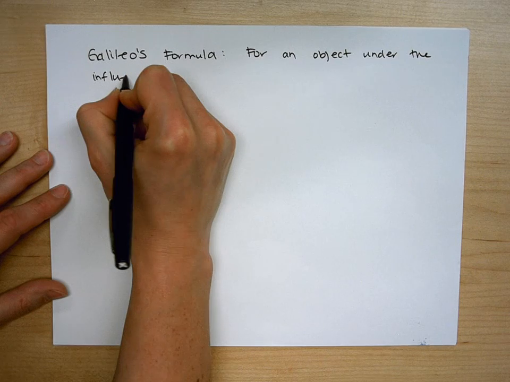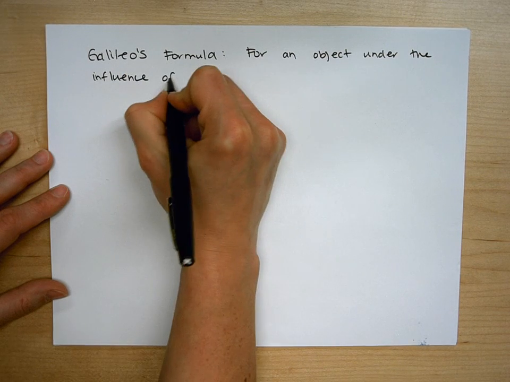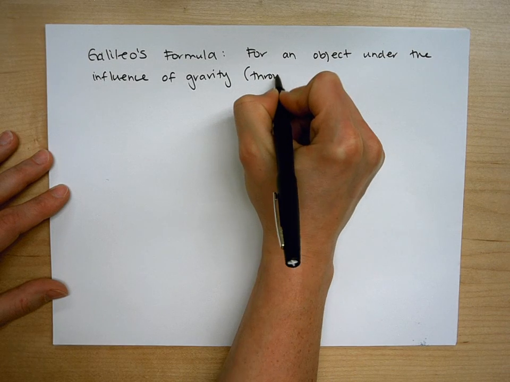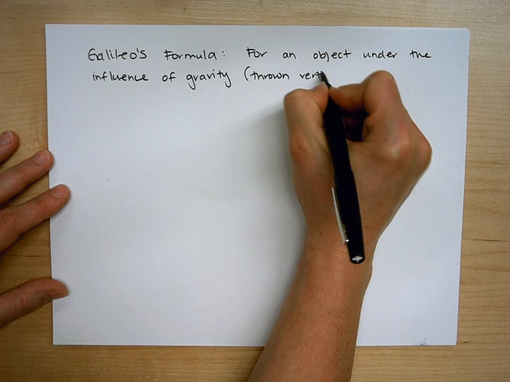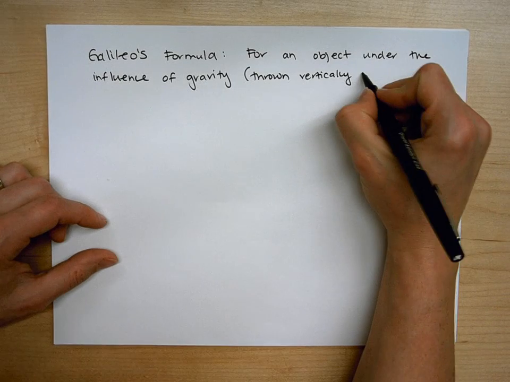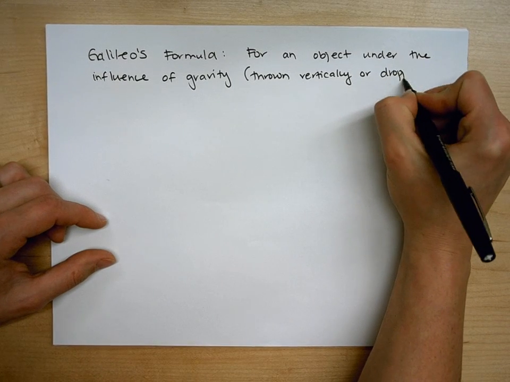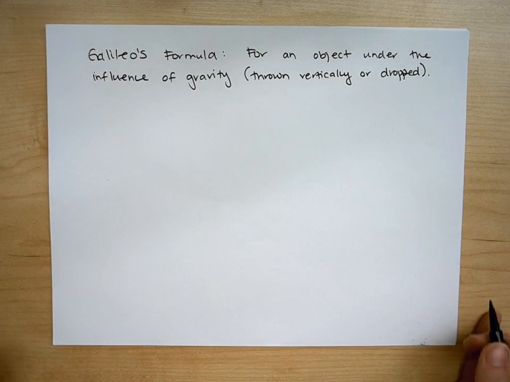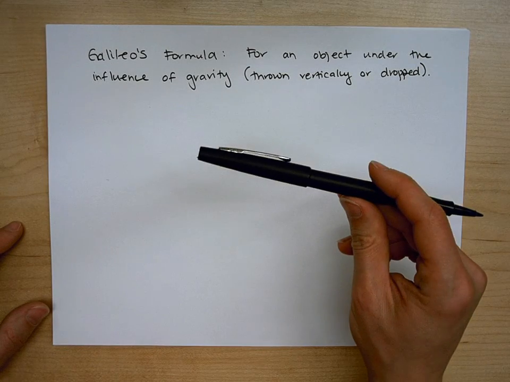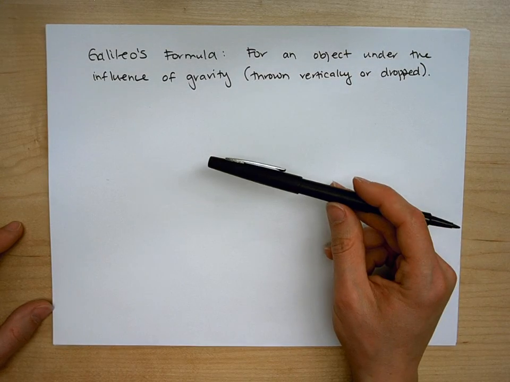In general, we'll look at an object that is maybe thrown, and generally we'll just look at thrown vertically, just directly up into the air, or maybe it's dropped in some way. Both of those are examples of when an object would be under the influence of gravity. If I drop my pen, that object is under the influence of gravity.